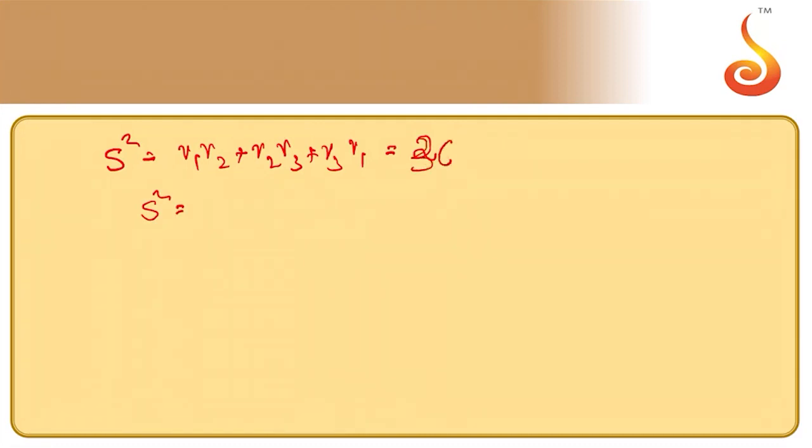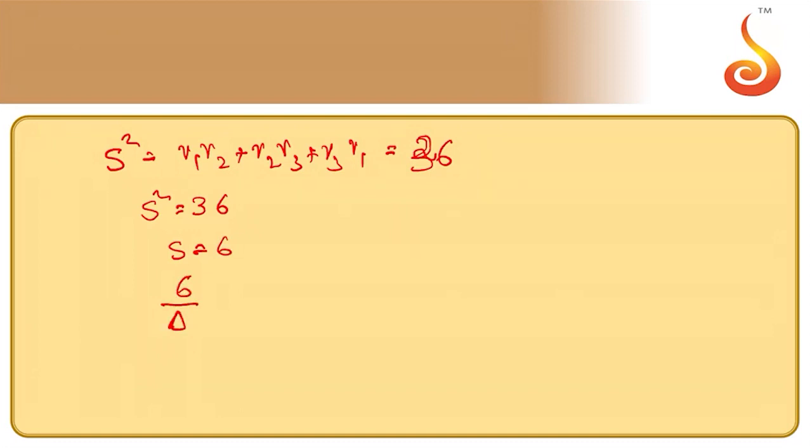Okay, next step. Next up, we know S square is equal to R1 R2 plus R2 R3 plus R3 R1. So what we get? We get S square is equal to, not 2, 36 it will come. So S square is equal to 36. S is equal to 6.